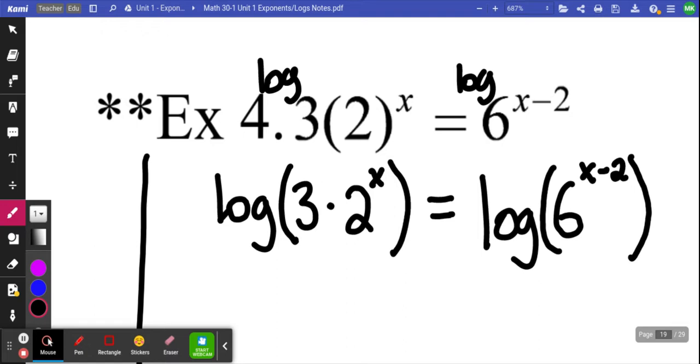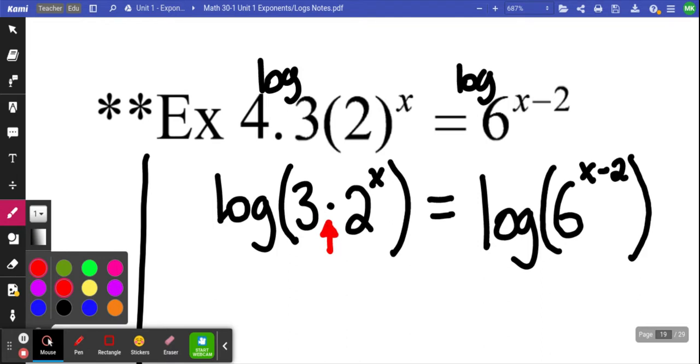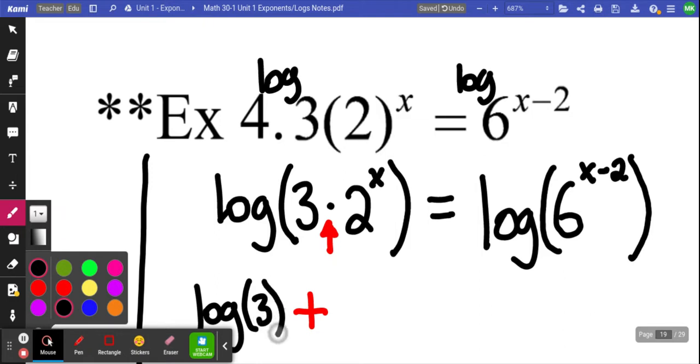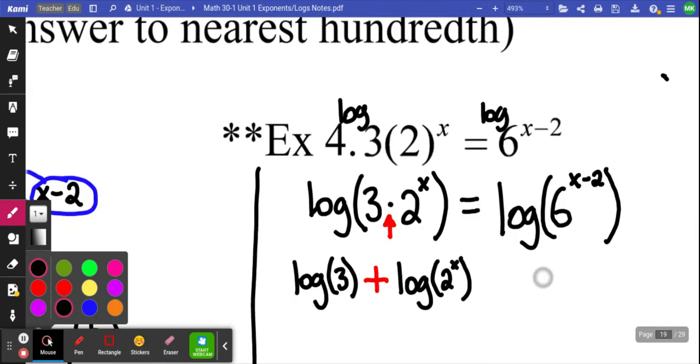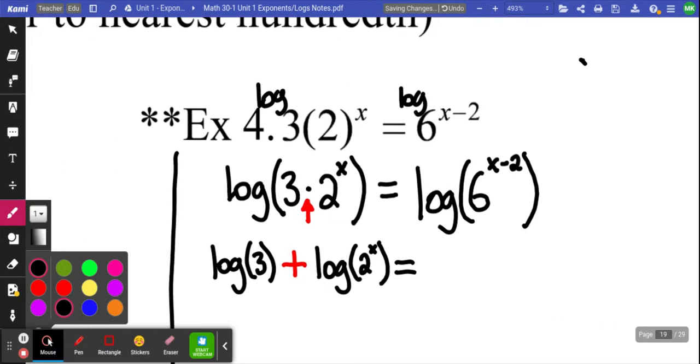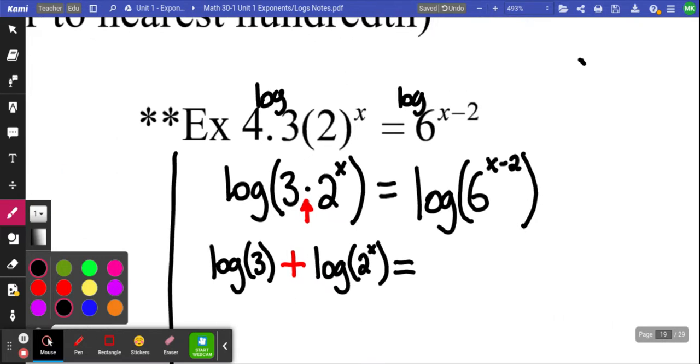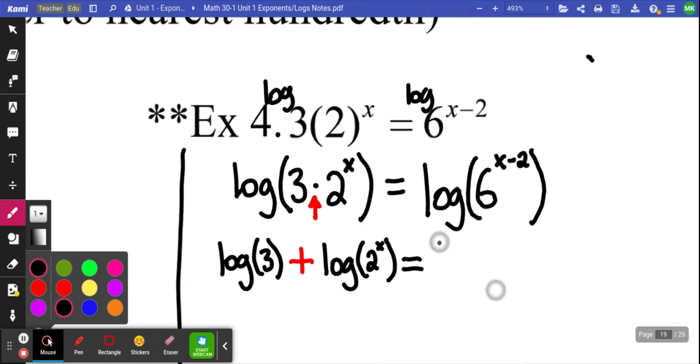Instead, on the left side, what you have to recognize is that you have multiplication of two arguments, which means I can turn this into two logs adding together. It is now log 3 and log 2 to the power of x. Equals, on the right-hand side, just so I save myself some writing in the future, I can take that exponent and I can put it in front of the log. x minus 2, log 6.